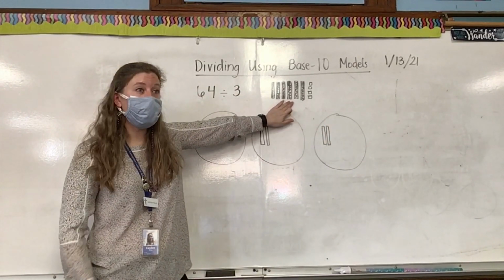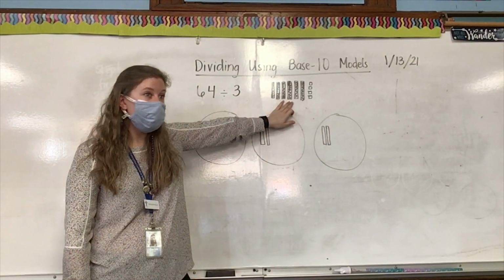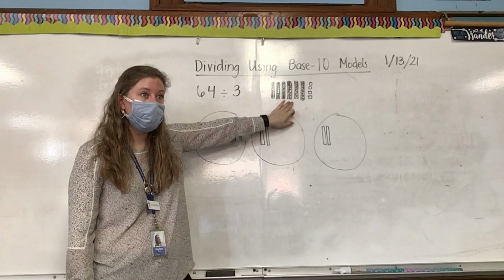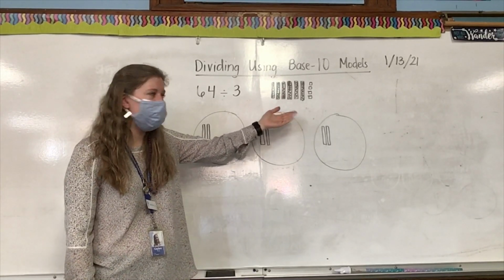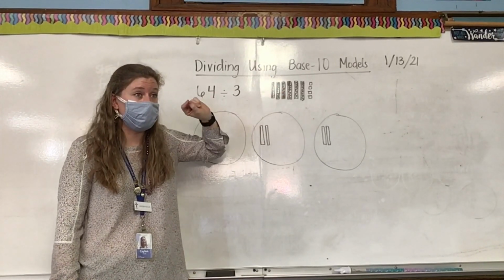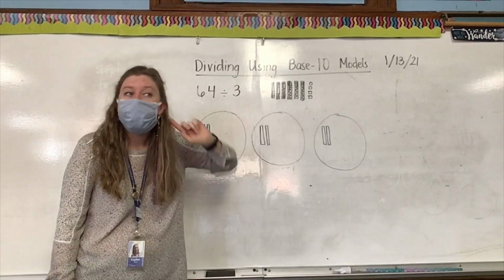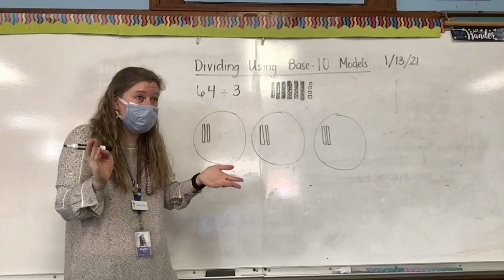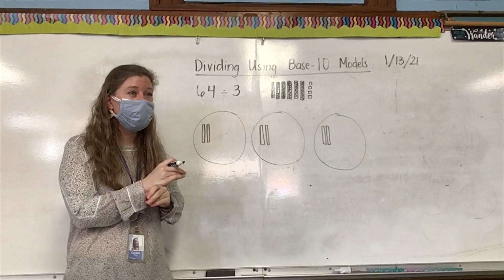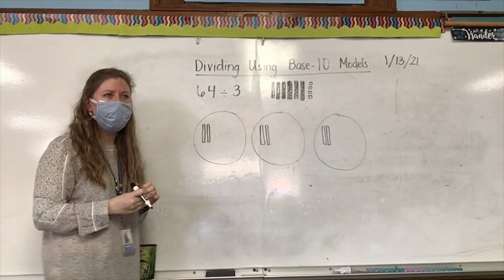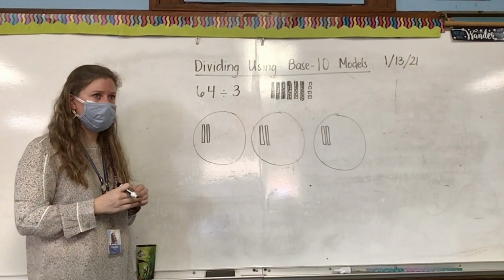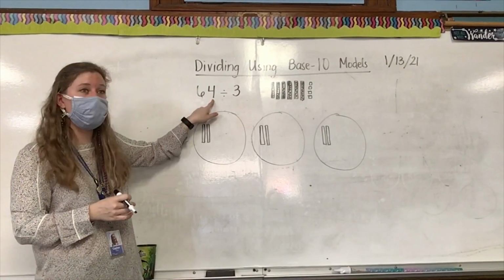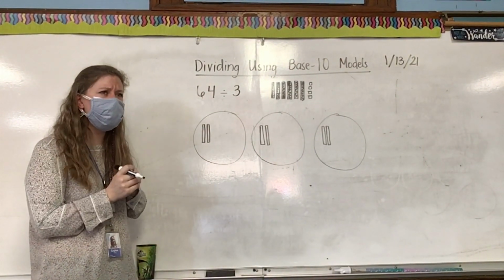Do I have enough tens to go around again? Do I have any tens left over? No, so I don't have to do what? What's that math word that says I don't have to regroup? So I can skip that part of the step, and move on to step 4. What do we do in step 4? Divide the next place value, which in this case is the ones. How do I do that?